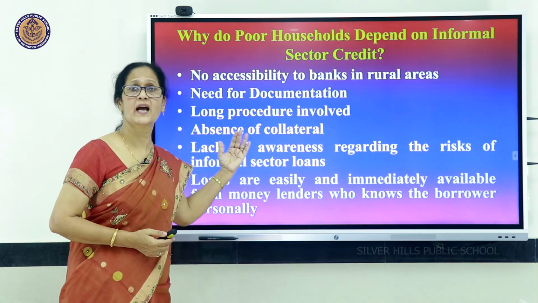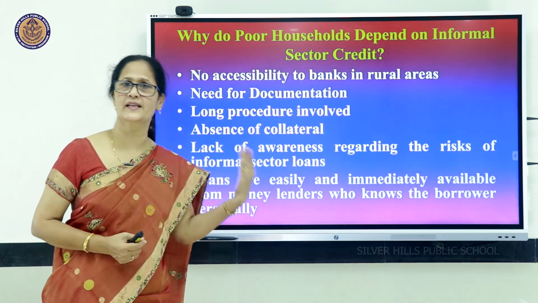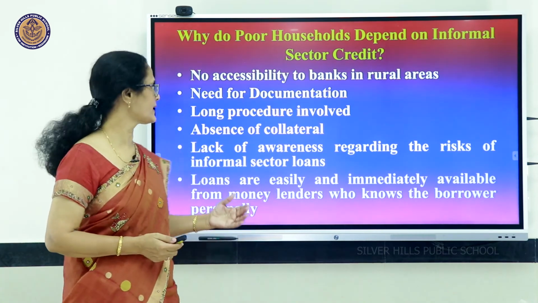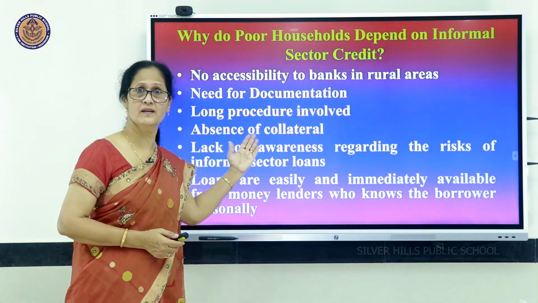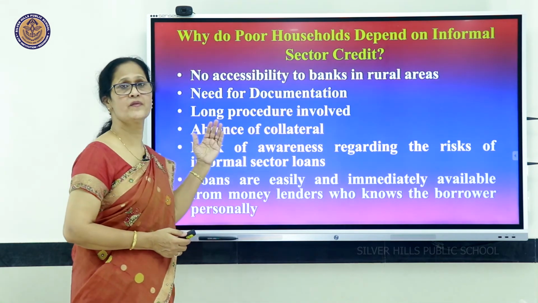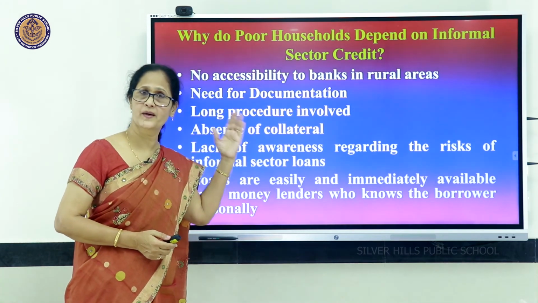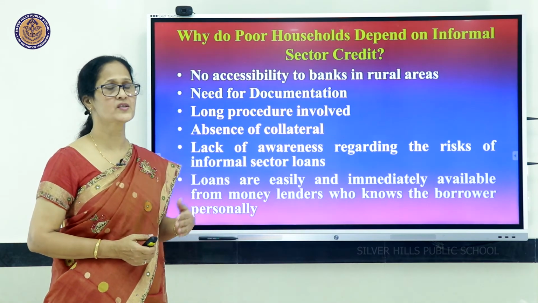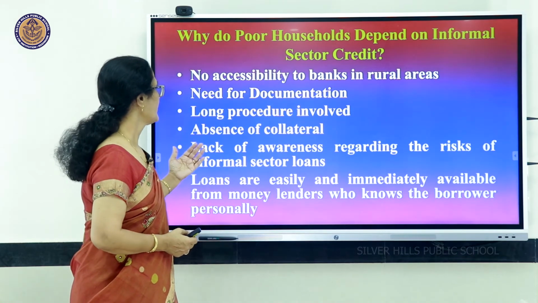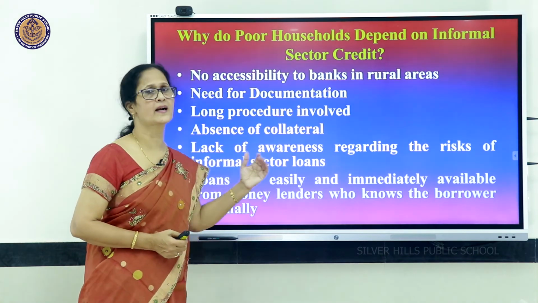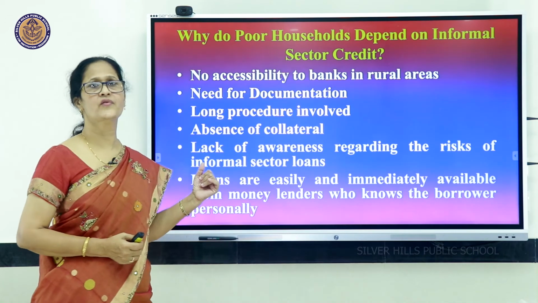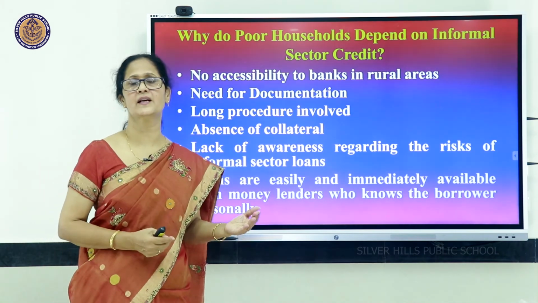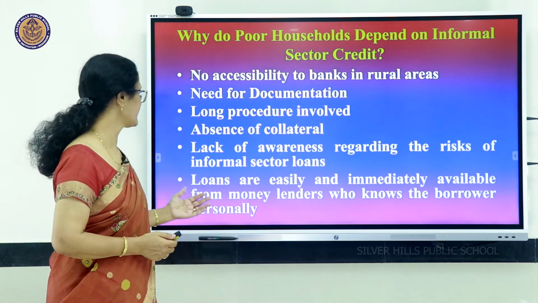Next point is absence of collateral to show as a security for repayment. They don't have any assets to show as collateral, which is a major problem for people from the rural areas, people from the poor households to get formal sector credit. Absence of collateral. Lack of awareness regarding the risks of informal sector loans. They are not aware what will happen if they take loans from informal sector.